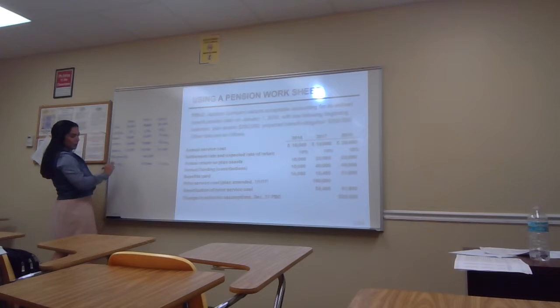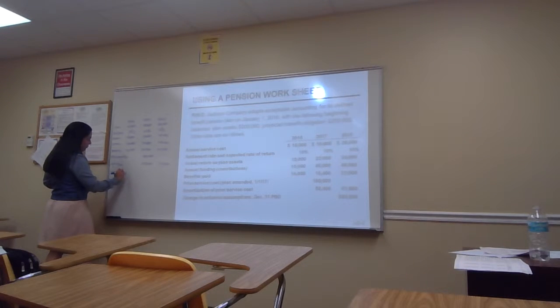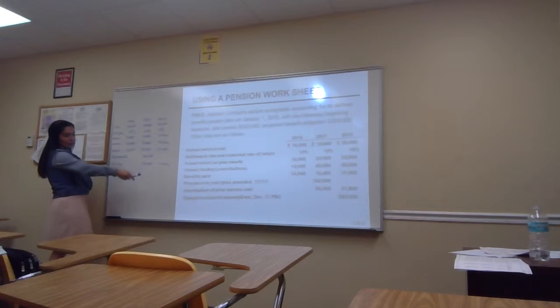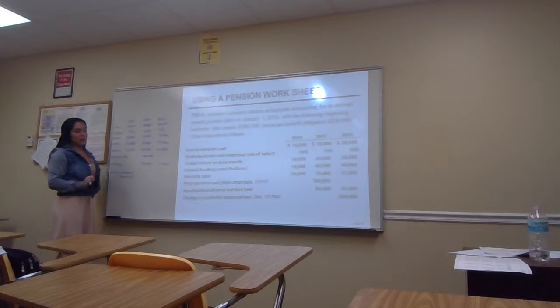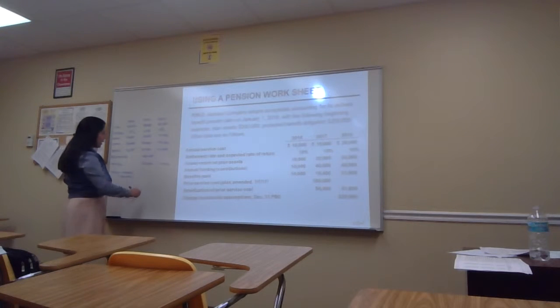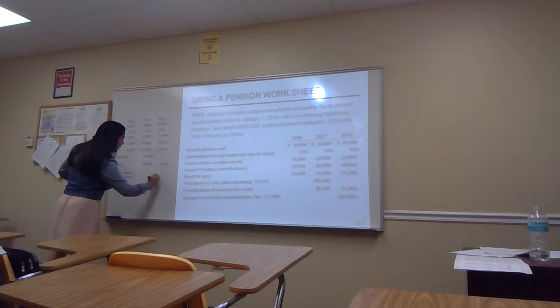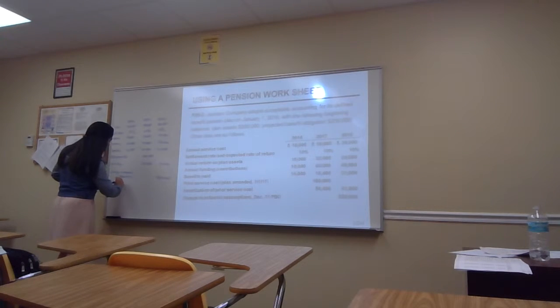And the last thing, change in actuarial assumption. So the last one is saying the actuary came back to the company and said, your PBO as of December 31st should now be 520. So you'll see when we get to that one why that's relevant for you to understand.